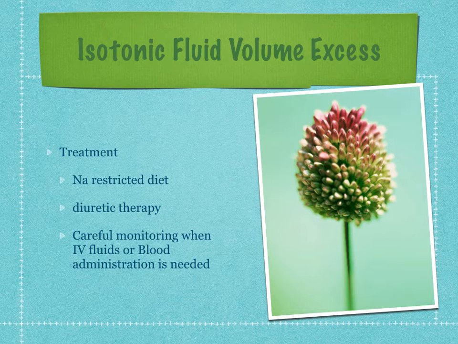The treatment of isotonic fluid volume excess is to start out by trying to control the sodium levels, because the sodium is causing them to retain that fluid. So we want to give them a sodium-restricted diet. They'll be on diuretic therapy because that will help them to lose the sodium in their urine. And if these patients need to be on IV fluids or have blood administered to them, we're going to be watching very closely for signs that their condition is deteriorating.